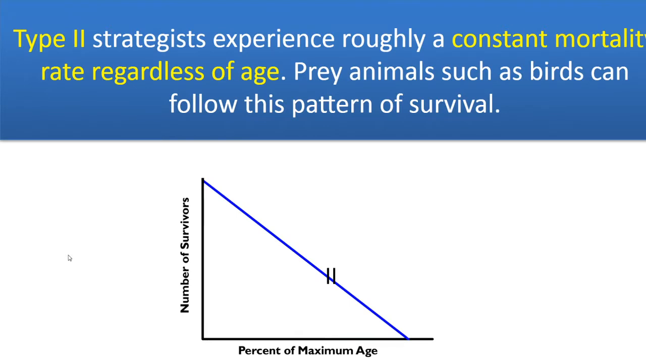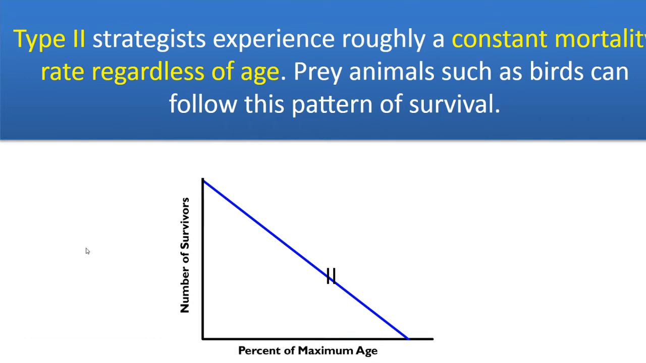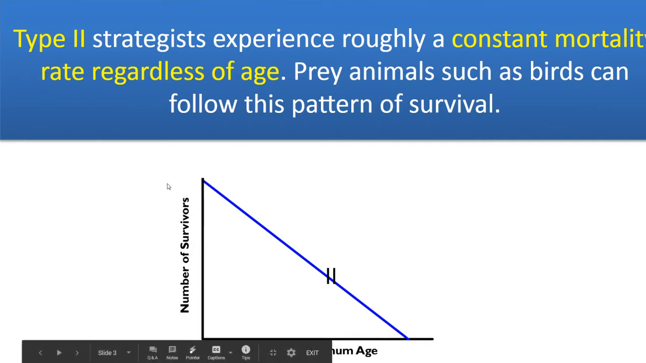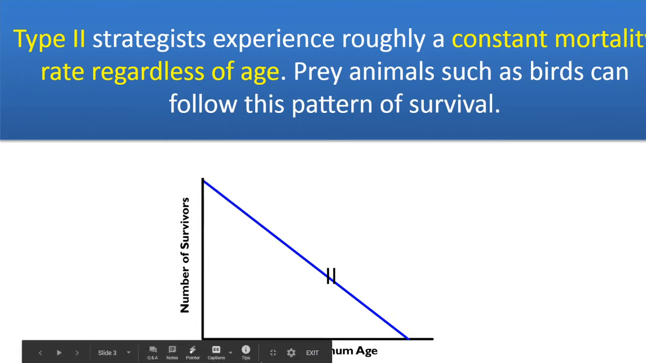A type 2 strategist is going to experience a mortality rate that is more or less constant regardless of their individual age. Whether they are very young, middle aged, or old, the chance of them dying is pretty much the same all the way. This is the number of survivors on the Y. This isn't the rate. So the number of survivors reduces pretty steadily, regardless of the number of them at maximum age.